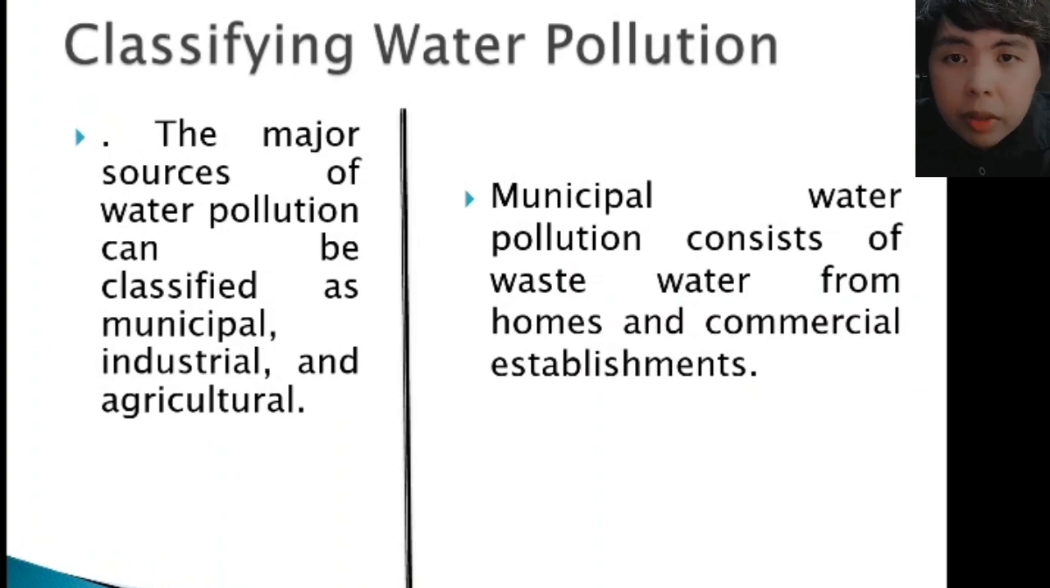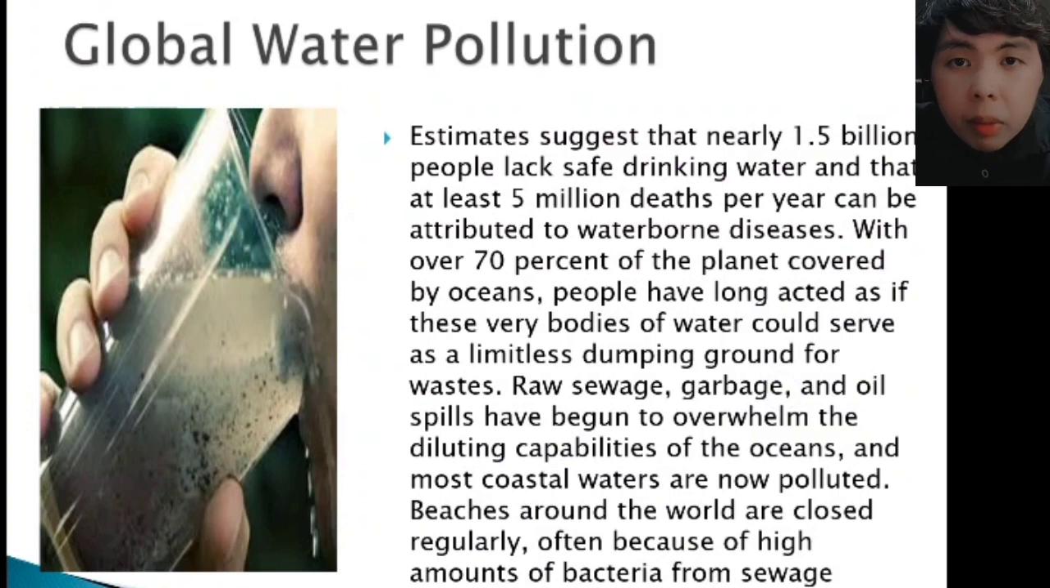The major sources of water pollution can be classified as municipal, industrial, and agricultural. Municipal water pollutants consist of wastewater from homes and commercial establishments. Estimates suggest that nearly 1.5 billion people lack safe drinking water and that at least 5 million deaths per year can be attributed to waterborne diseases.